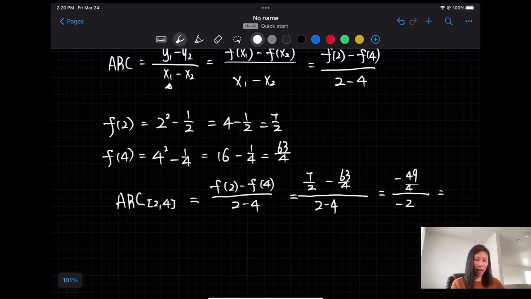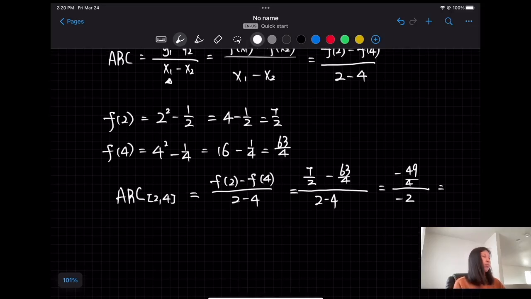So negative and negative cancel each other out, so I will have 49 over 8. This is not hard, it's just a fraction computation. You will be able to do that. If not, please go review how to do a fraction operation. Okay.